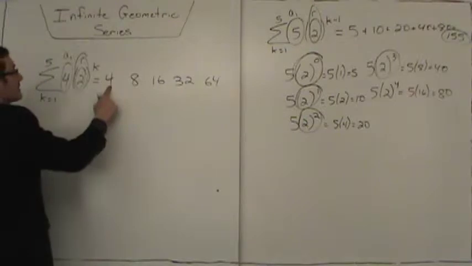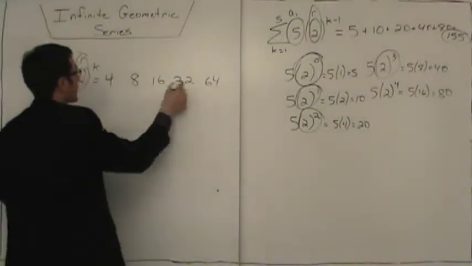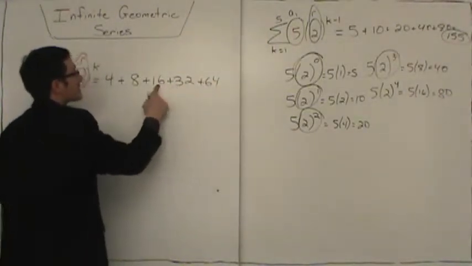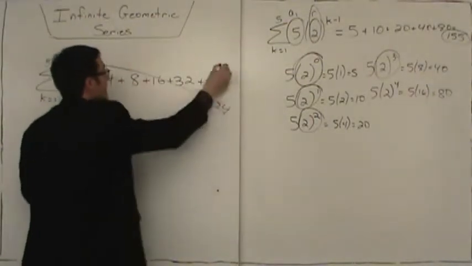4 is our first, times 2 is 8, times 2 is 16, times 2 is 32, times 2 is 64. Sigma means add. You get 96, 106, 112, 124. 124, and this is completely wrong.